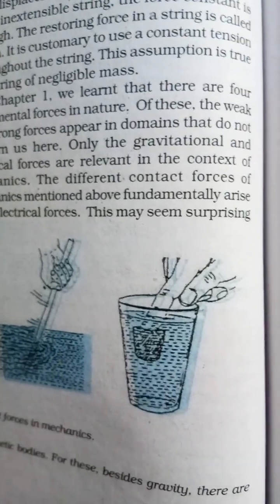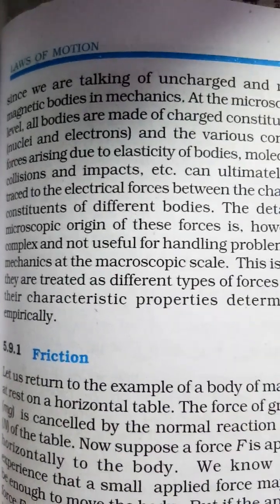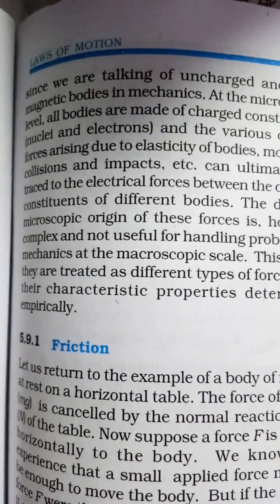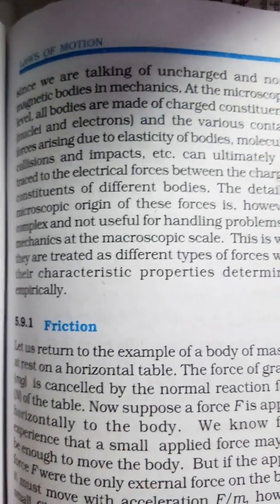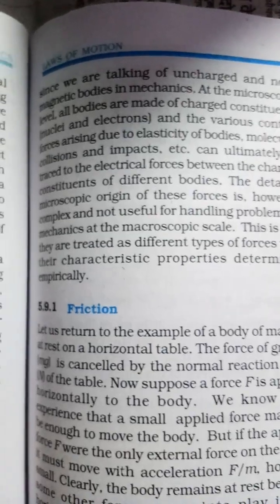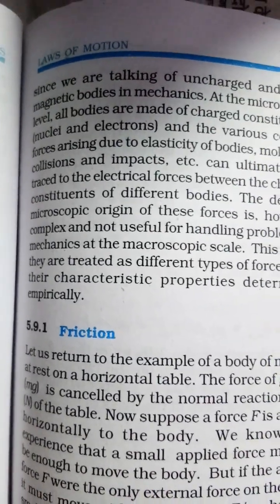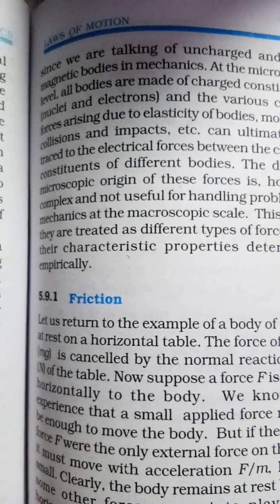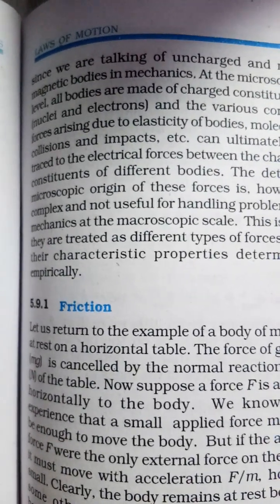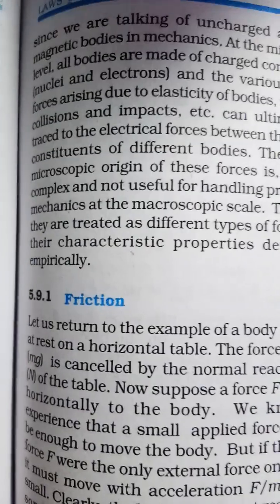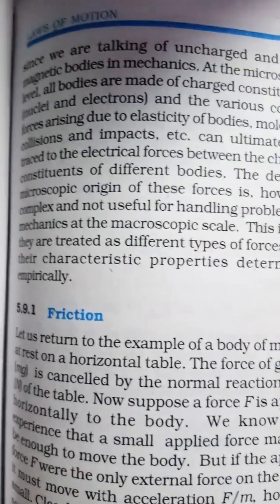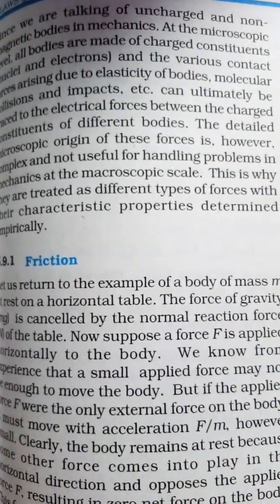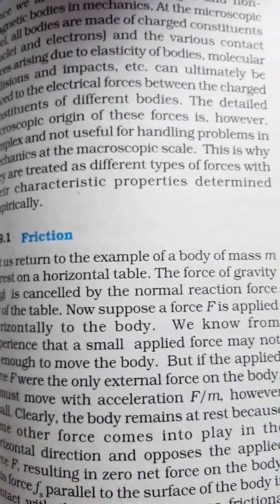This may seem surprising, since we are talking of uncharged and non-magnetic bodies in mechanics. At the microscopic level, all bodies are made of charged constituents, nuclei and electrons, and the various contact forces arising due to the elasticity of bodies, molecular collisions and impact, etc. can ultimately be traced to the electrical forces between the charged constituents of different bodies.